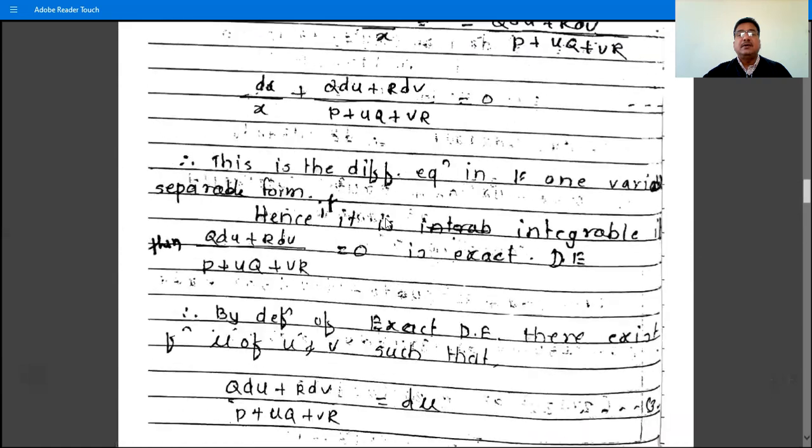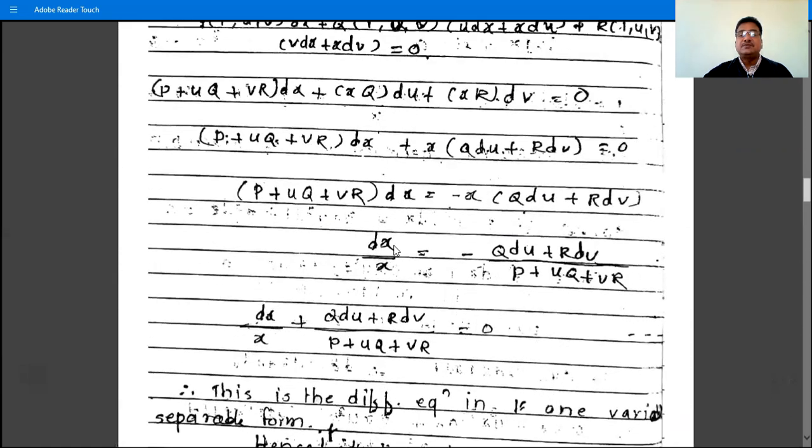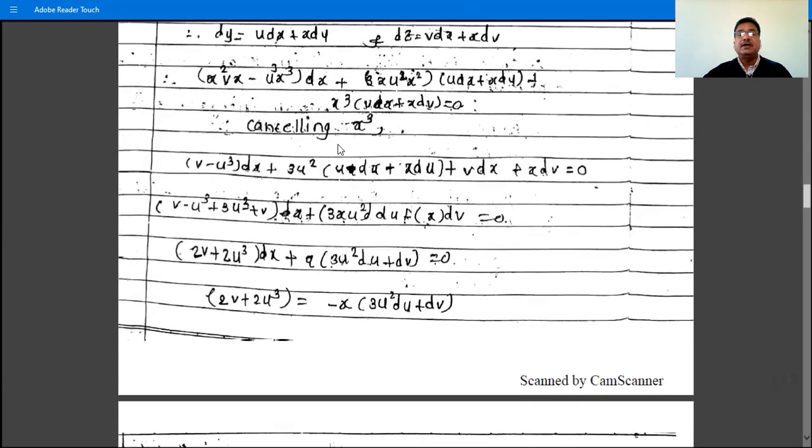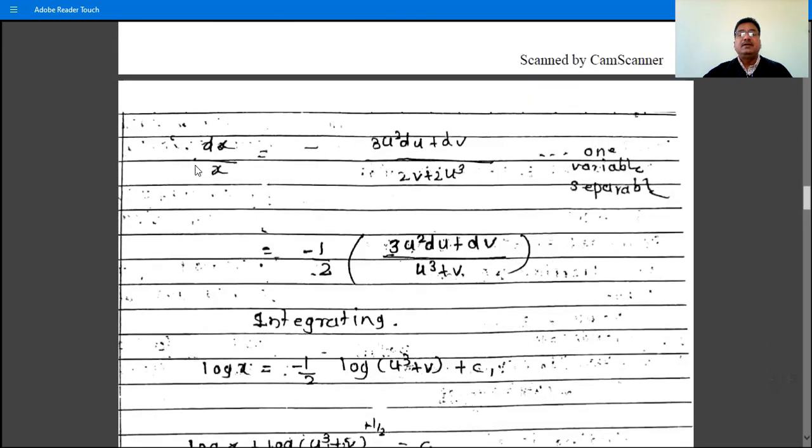Okay, same as above, that dx by x is equal to minus q du plus r dv divided by this. So same procedure repeated for the example. We have this dx by x is equal to minus 3u square du plus dv divided by this, and this is variable separable. So this part is what? Is a derivative of some function, because the given differential equation is integrable, means this is the differential equation in u and v, and this equation is exact, means this is a derivative of some function.